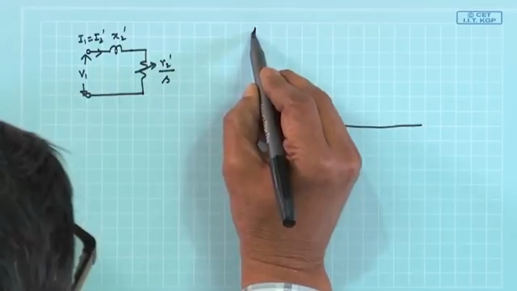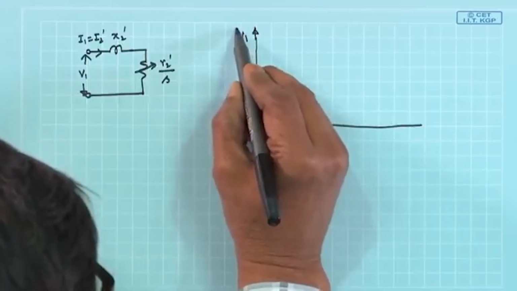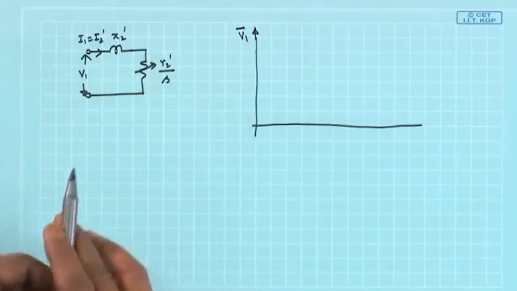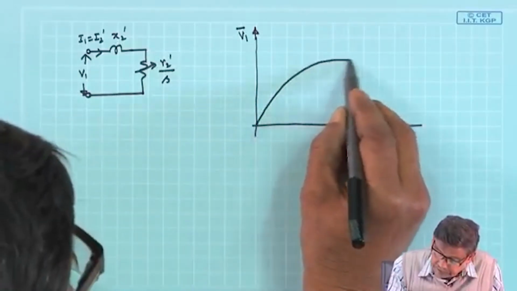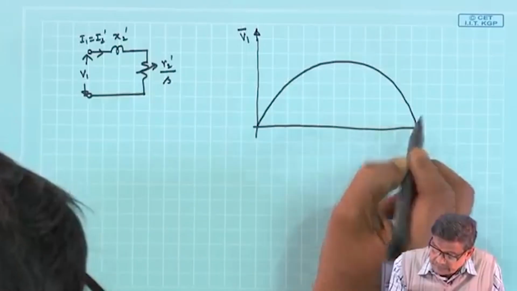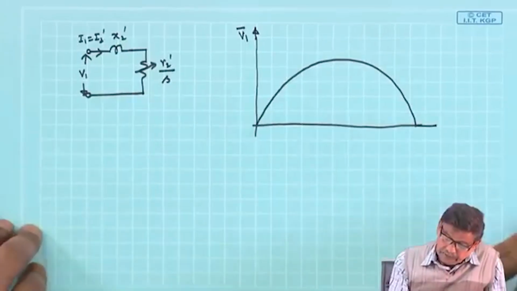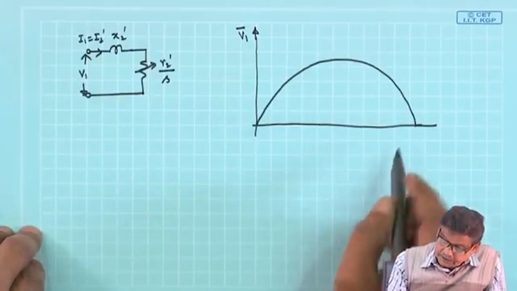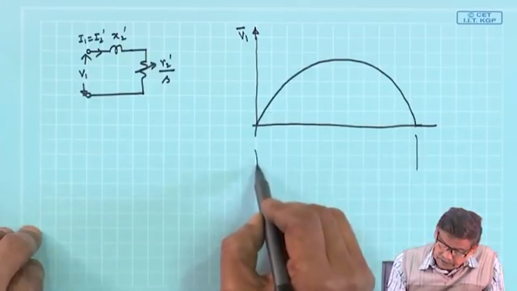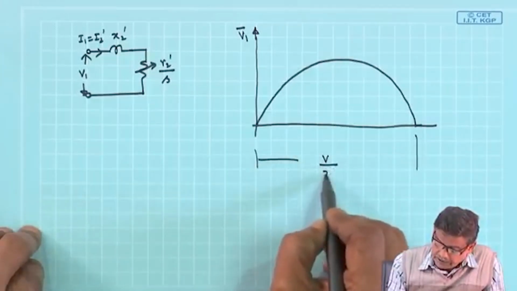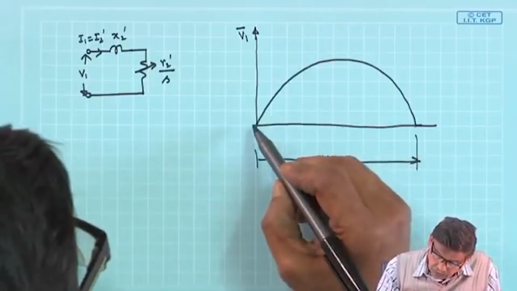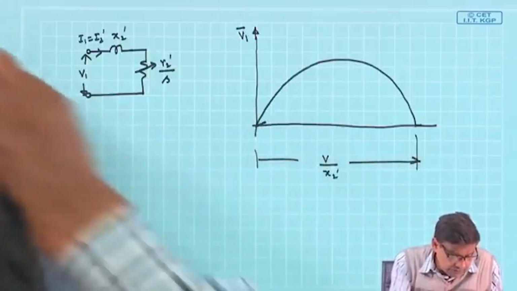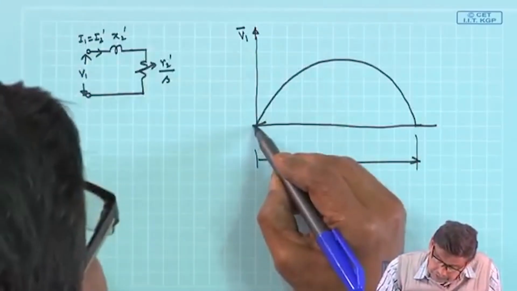If we consider the voltage phasor drawn along this y axis, then the current phasor will be a circle like this. This is the current phasor. The diameter of this circle is of course V by x 2 dashed. Then at s equal to 1, the standstill condition, you draw a line.